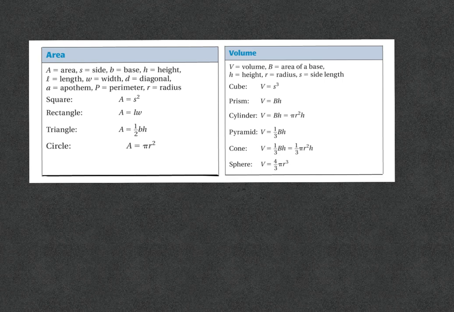The volumes, there is more on there than you need. At this point, you could have done cube. We didn't give it as an exact formula, but length times width times height would all be the same thing. The prism is on there, the cylinder is on there, and the pyramid is on there. We haven't gotten a cone or sphere. We will later, so you don't need those, but obviously they're still on there. So again, this formula sheet will be given to you on Friday.